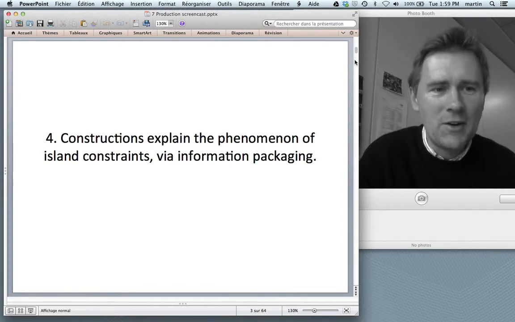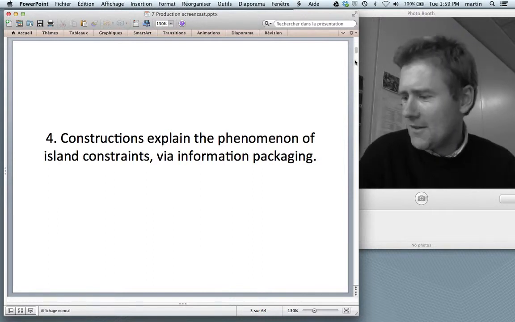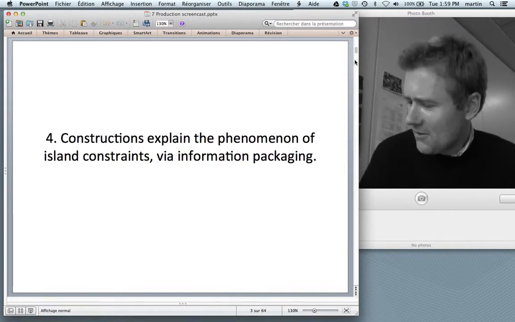It wasn't. It was called Constraints on Variables in Syntax. But Infinite Syntax, I don't know, the publishers probably thought, Infinite Syntax.